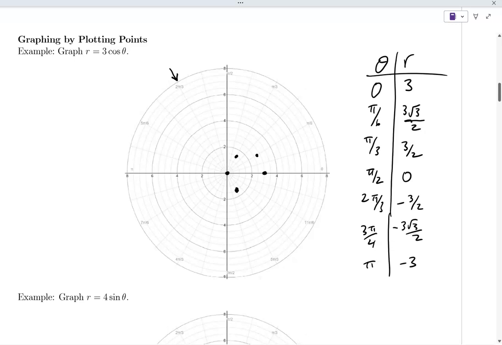Oops. Not 3 pi over 4. This should be 5 pi over 6. Gosh darn it. Sorry about that. When we do 5 pi over 6, that line is right here. But again, the value is negative. So instead of being in quadrant 2, we'll be down in quadrant 4, a little bit less than 2.7 away from the origin.